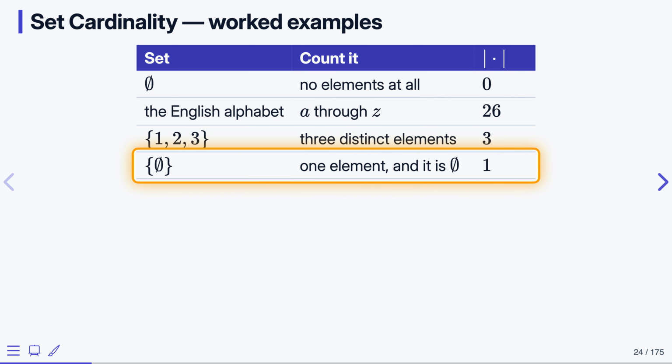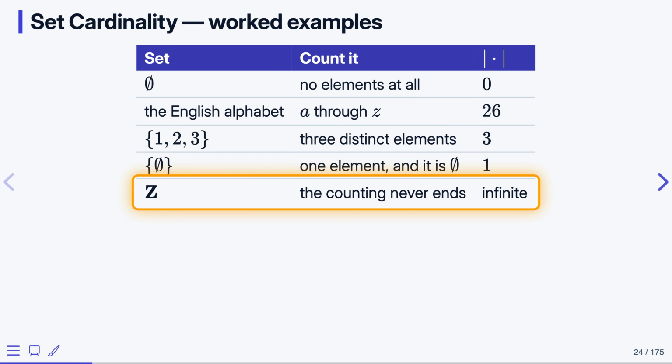Line 4. Look carefully at this one. The set whose only element is the empty set is not empty. It holds exactly one thing, and that thing happens to be the empty set. So its cardinality is 1, not 0. Line 5. The set of all integers. The counting never ends, so this set is infinite, and cardinality as a number does not apply.